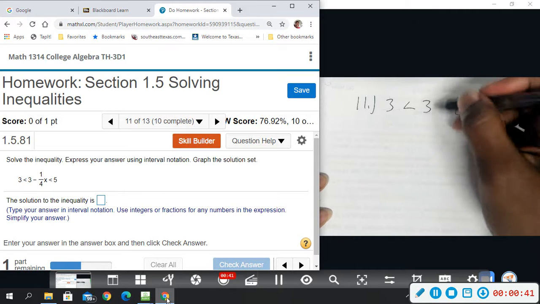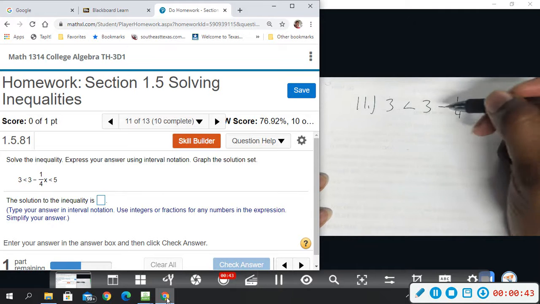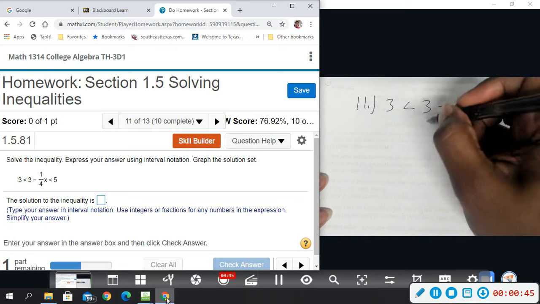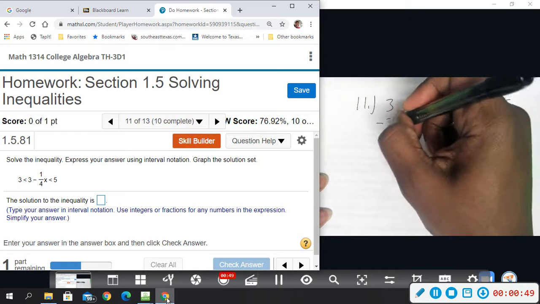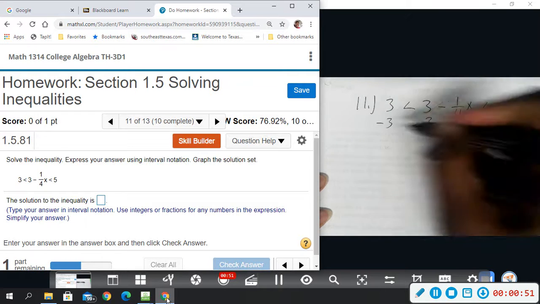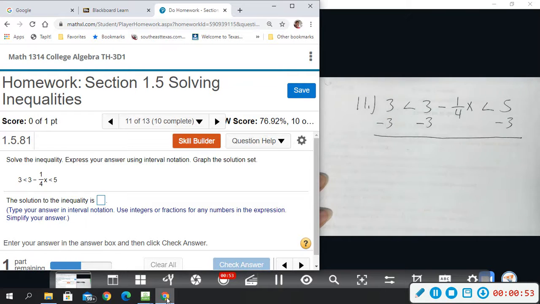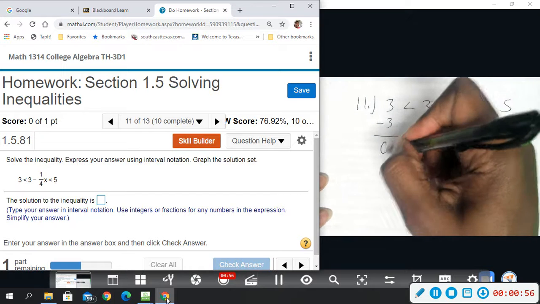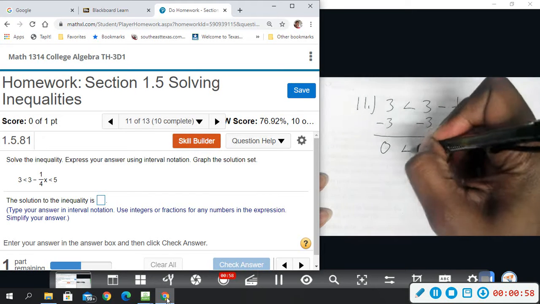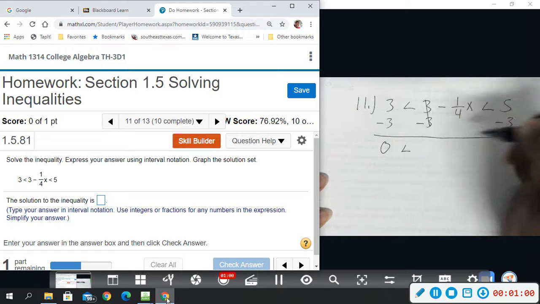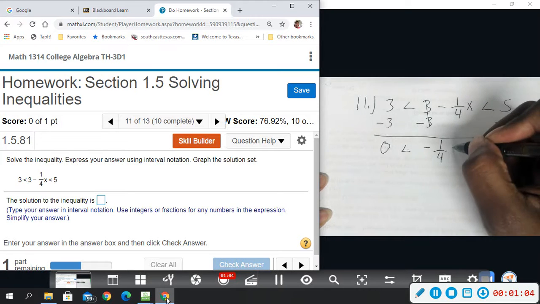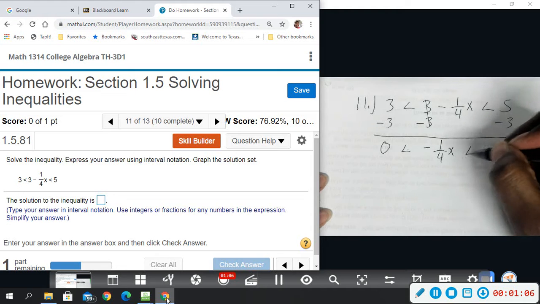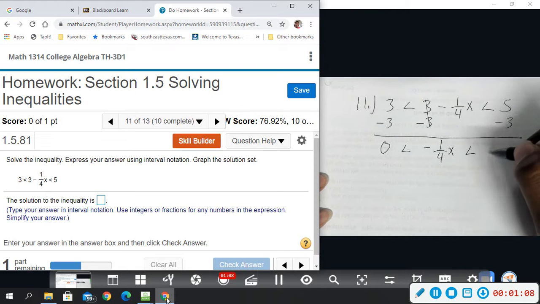So first we have this 3 unattached to the x. We want to subtract it away. We subtract it because the 3 is positive. So subtract 3 from the left, middle, and right. This will give us 0. Bring down our less than. Bring down our negative 1/4 x. Bring down less than, and then 5 minus 3 leaves us with 2.